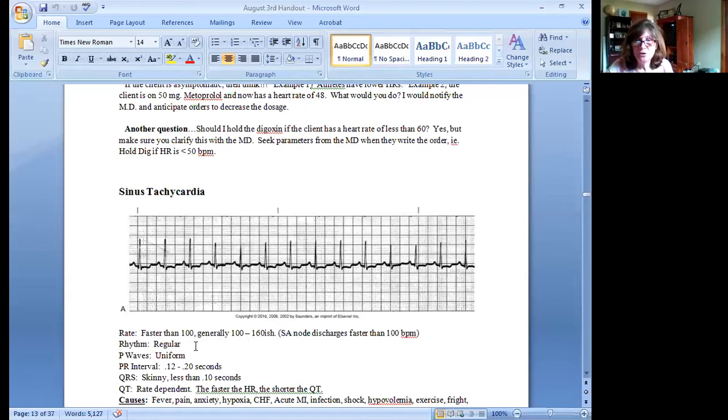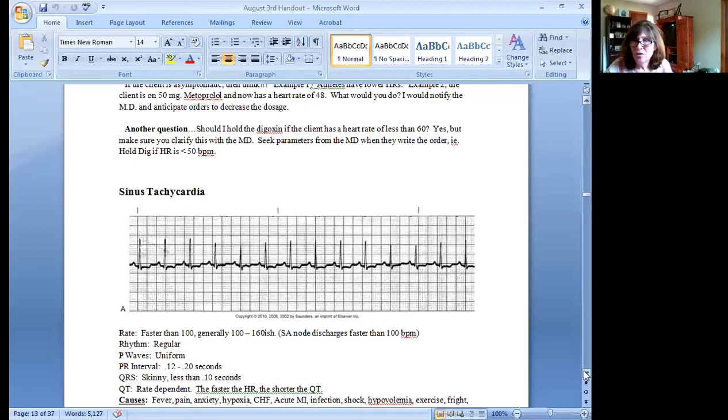My P waves are uniform. My PR interval is fine. It looks like it's about 0.12. My QRS is skinny, 0.04, 0.06. My QT is rate dependent. I know it's kind of hard to see. Yeah, that one looks a little different than this guy. The QT is shorter because it's fast, and that's cool.